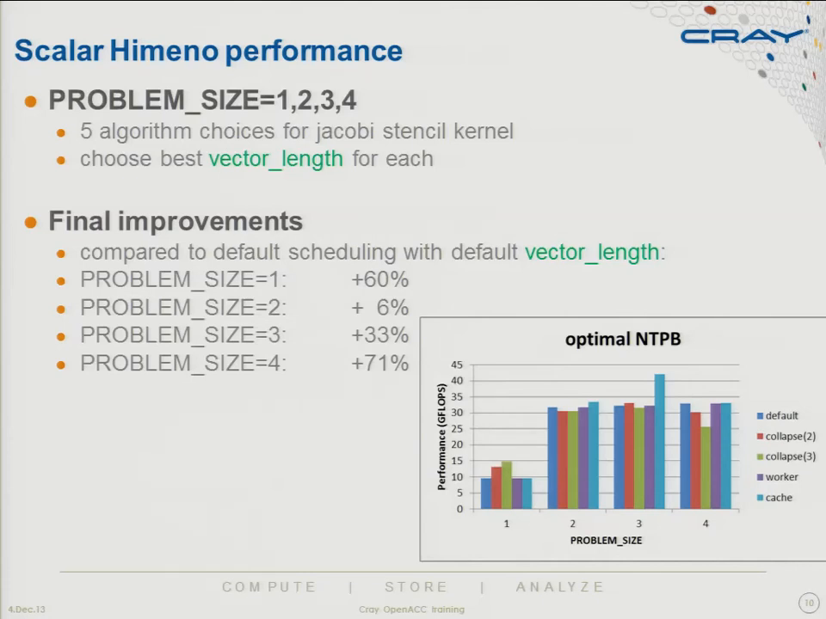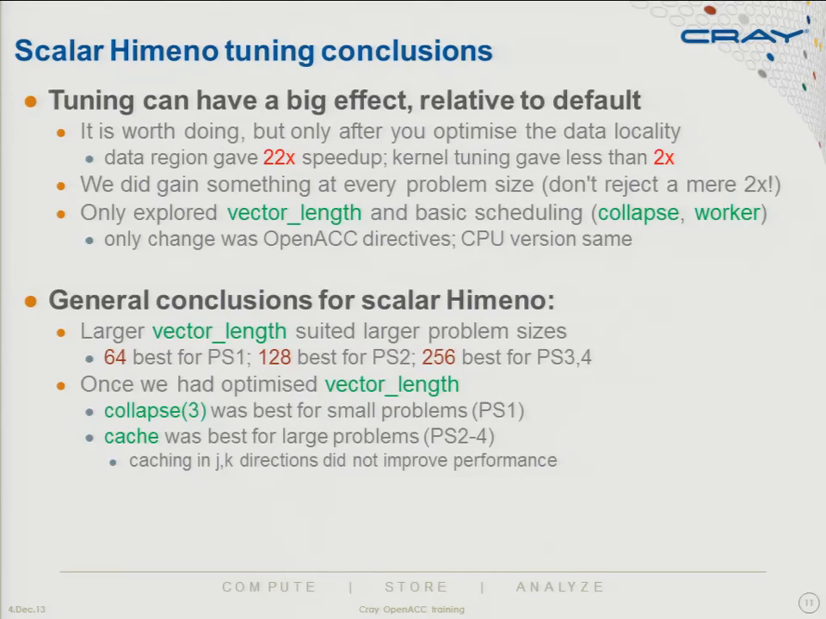For all the problem sizes, I get a performance increase. For problem size 2, I get the least, but I can gain 30%, 60%, 70% in performance by doing this. So performance tuning can be worth it, but don't forget that we got a 20 times speed up by minimizing data movements. So do that first before you look at kernel optimizations.